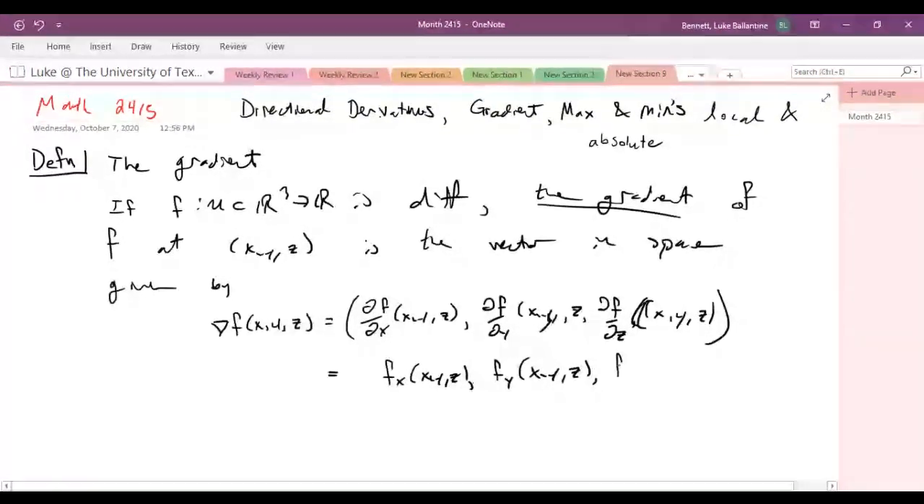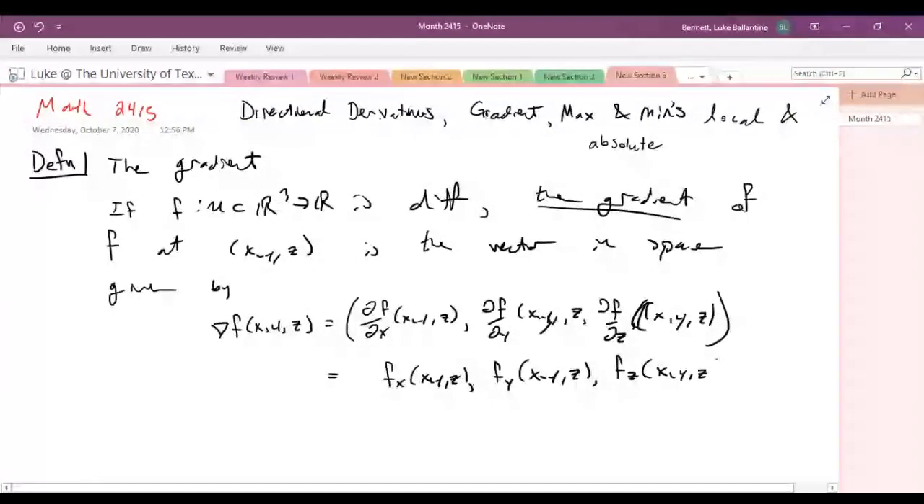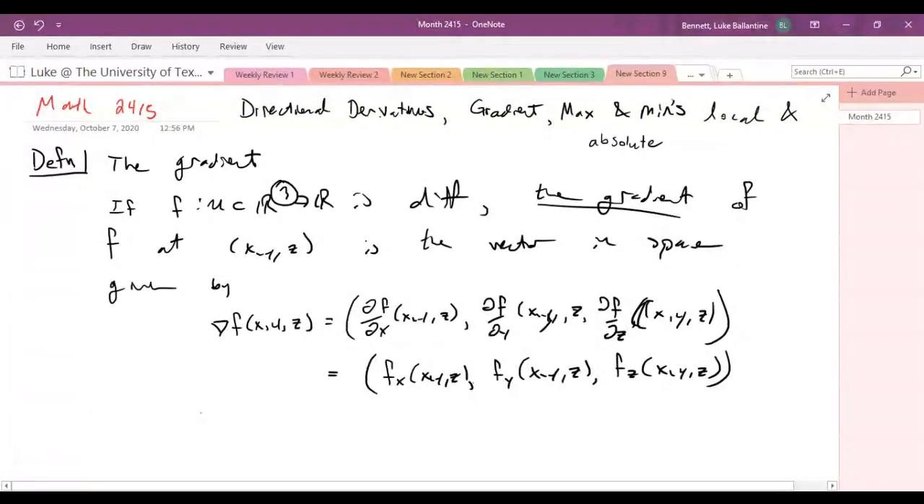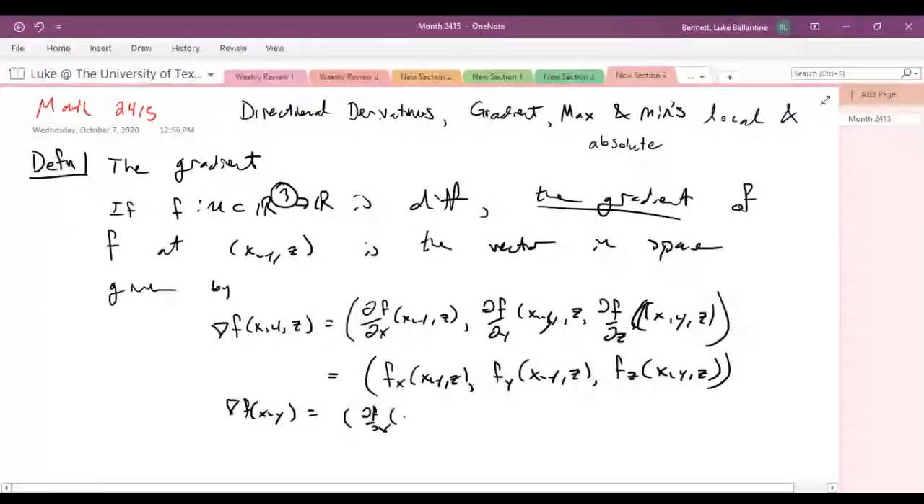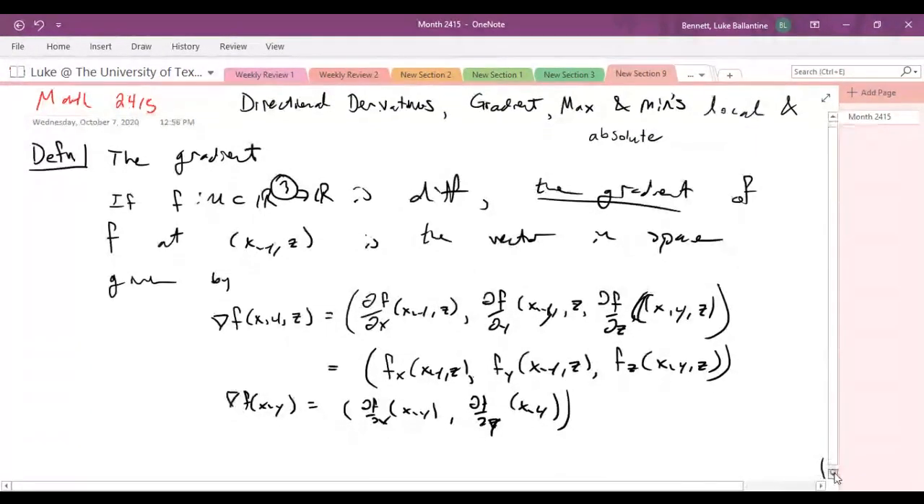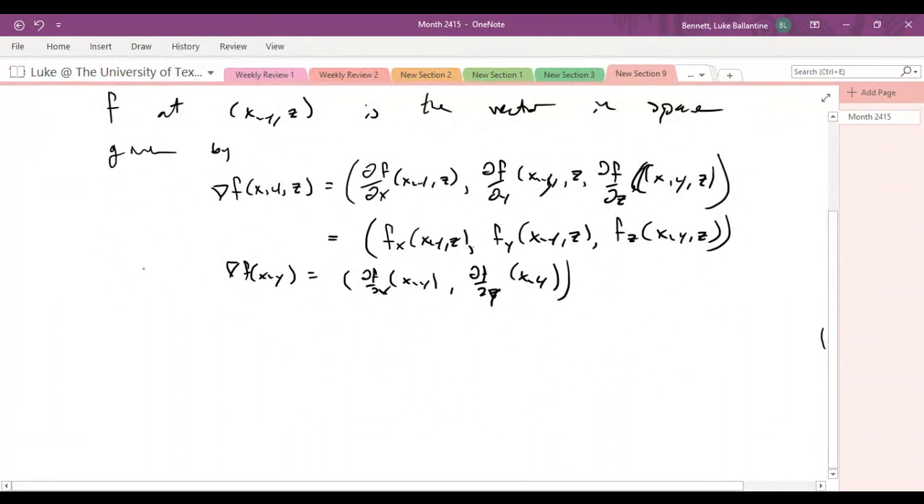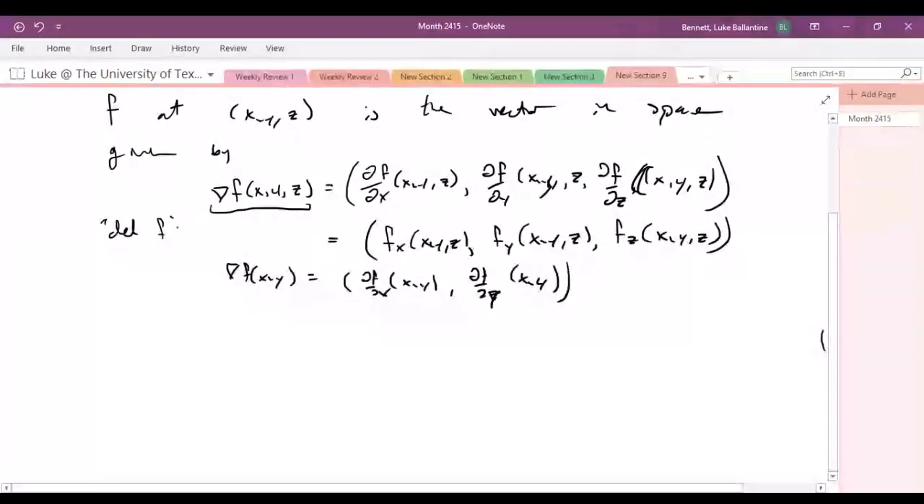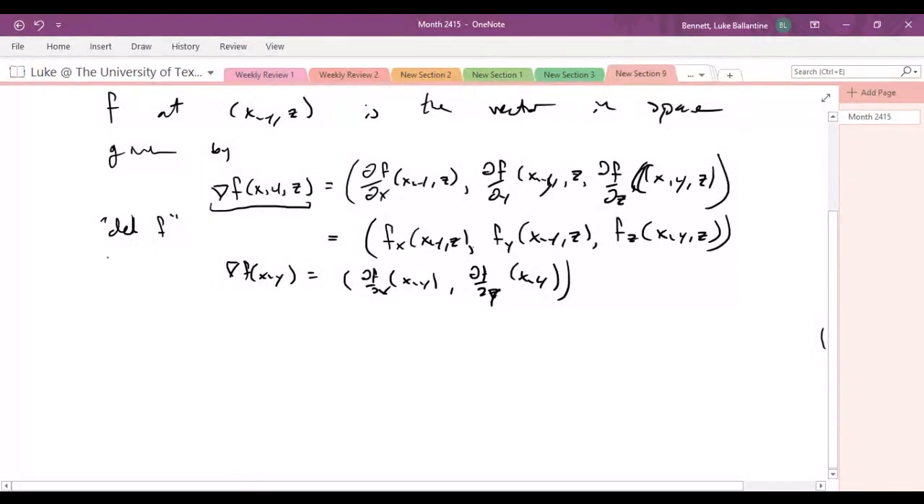The same thing holds if your function maps R2 to R, and this is R3 to R. So for R2 to R, del f of x, y is just the partial of f with respect to x at x, y, and the partial of f with respect to y at x, y. Think of the matrix of partial derivatives, but it's written as a vector now. You can pronounce it del f. The del operator is what it's called.